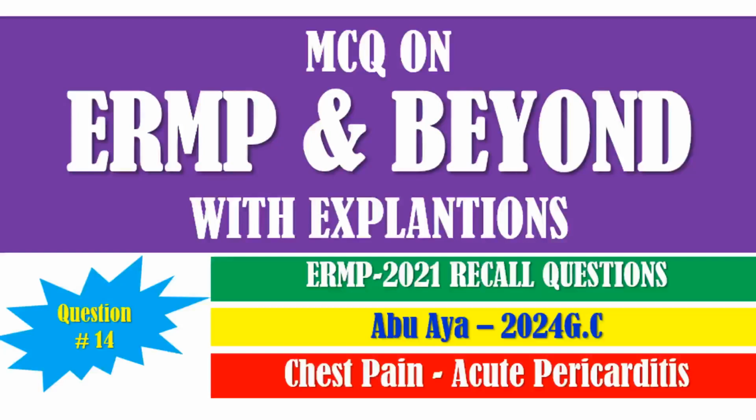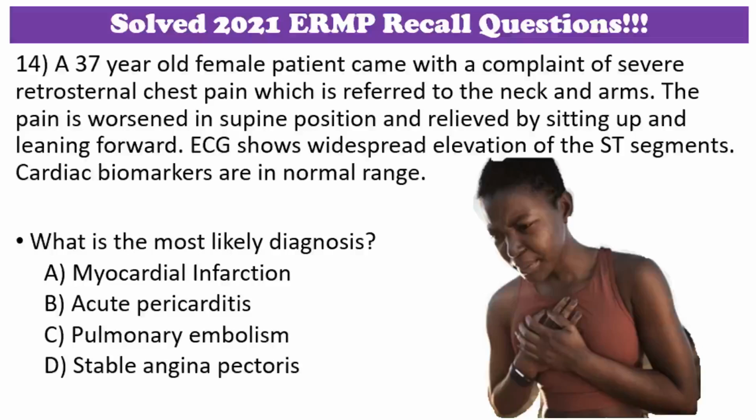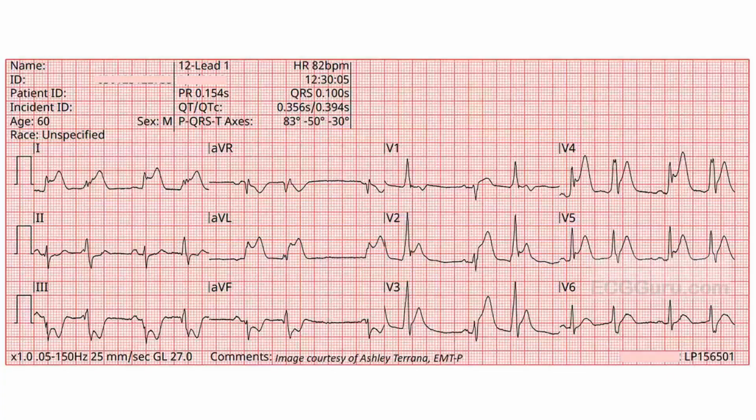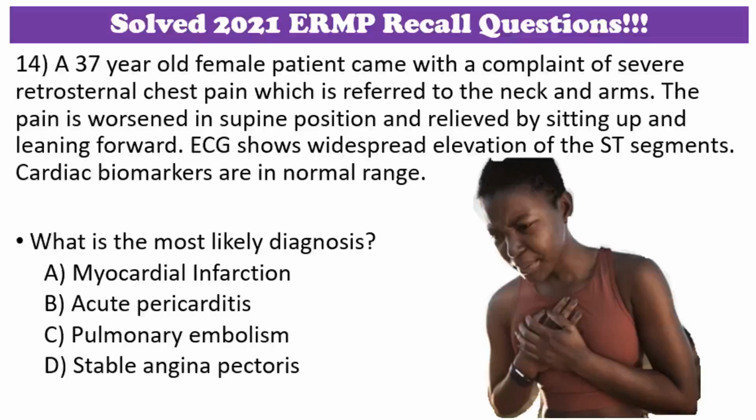Happy learning! Case number 14, a 37-year-old female patient came with a complaint of severe retrosternal chest pain which is referred to the neck and arms. The pain is worsened in supine position and relieved by sitting up and leaning forward. The ECG shows widespread elevation of the ST segments. Cardiac biomarkers are in normal range. What is the most likely diagnosis?